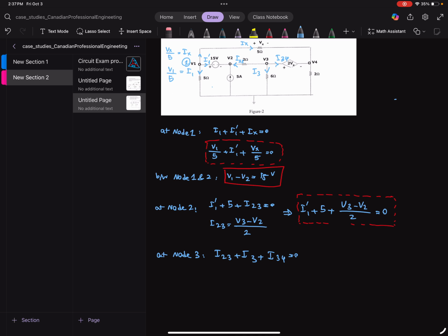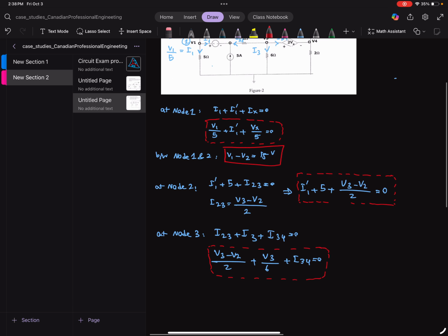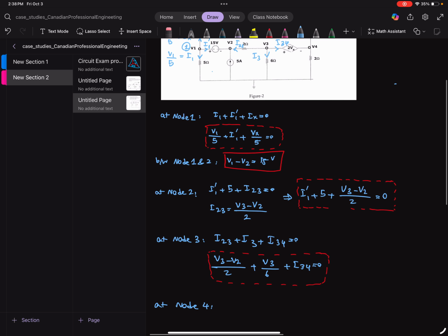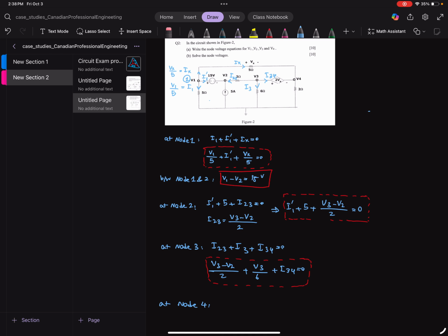I23, we already know it's V3 minus V2 over 2 ohm. I3 is V3 over 6 ohm. Okay, and then I34, we don't know, it's one of those, again, the hard ones because we don't know yet. Okay, this is another one. At node 4. At node 4, node 4 is coming together, guys, I promise.